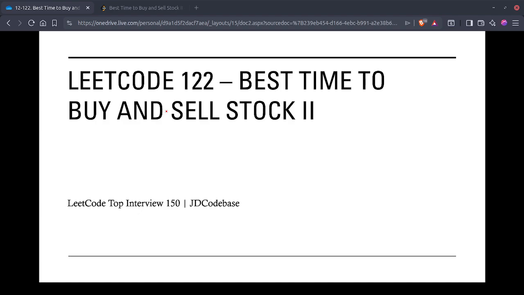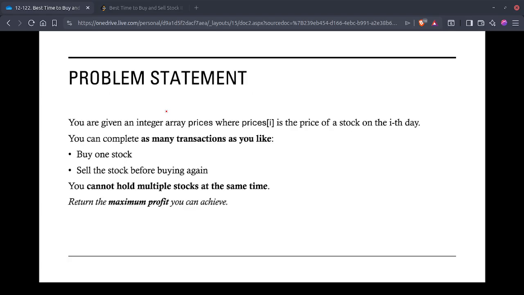Today we are solving LeetCode 122, Best Time to Buy and Sell Stock II, from this LeetCode Top Interview 150 series. This problem looks very similar to LeetCode 121, but the rule change here makes a huge difference and many beginners get confused here. So don't worry, we will go very slowly and understand everything clearly. So let's first understand the problem in simple words.